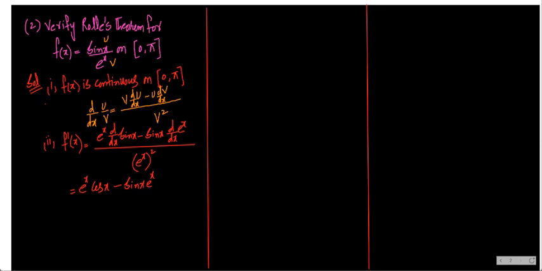E power x whole square is e power x into e power x. Now from the numerator, I am taking e power x as a common term. The left over term is cos x minus sin x. E power x is repeated, so I am taking it common, divided by e power x into e power x.